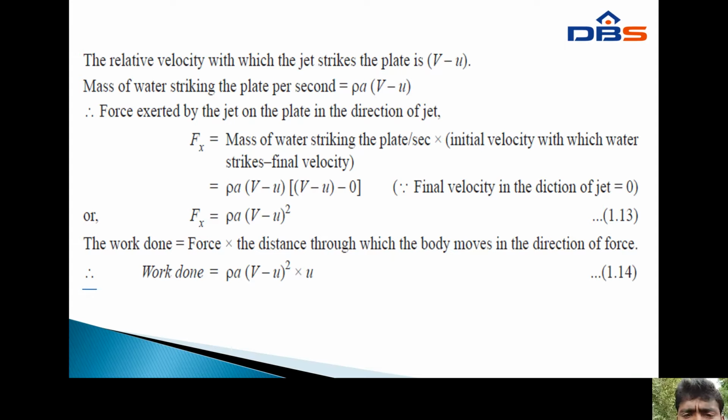Next, the work done equals force into distance through which the body moves in the direction of the force. Work done means force into distance. Therefore, work done equals the force calculated in the F x direction, rho A (V minus U) whole square, into distance. The plate is moving some distance, and that distance equals U. So, rho A (V minus U) whole square into U.